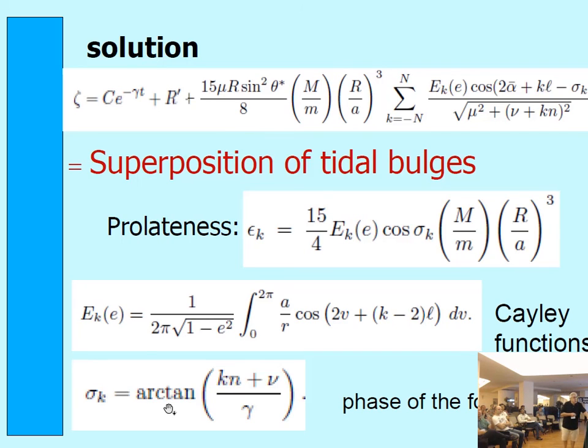Sigma k is just a constant given here: arctangent of k times the mean motion plus the semi-diurnal frequency, divided by gamma. Gamma is the relaxation factor I used in the creep equation. Well, these things that appear here are usual functions used in celestial mechanics to write the expansion of the two-body problem in a more compact way. So don't worry about it.